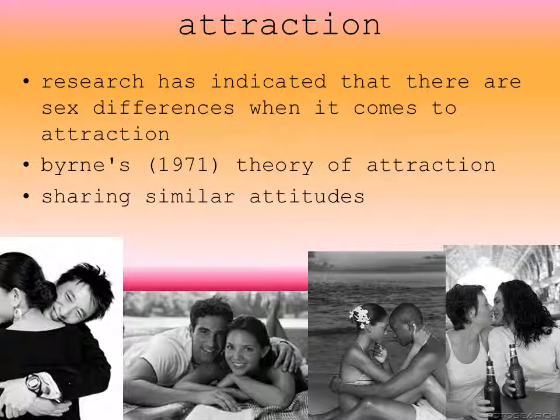But what Byrne, what Sternberg, and what other theorists would say is that, yes, opposites can be attracted to each other initially. Byrne would say because they make each other feel good about themselves. And then Sternberg would say that's just a type of love. But that commitment comes from sharing similar attitudes. So, yes, opposites can attract, but it's much more difficult for them to maintain love over time.